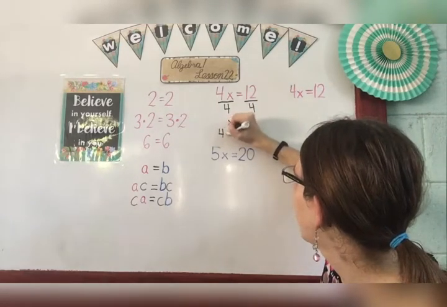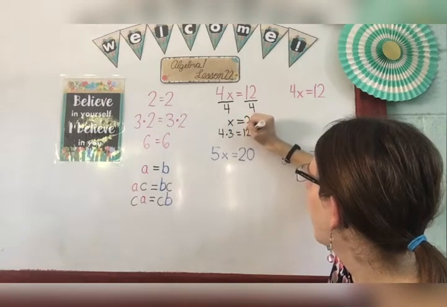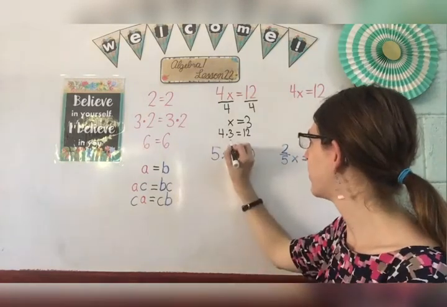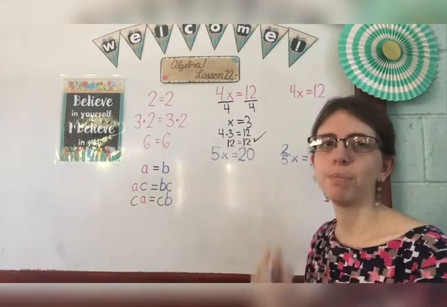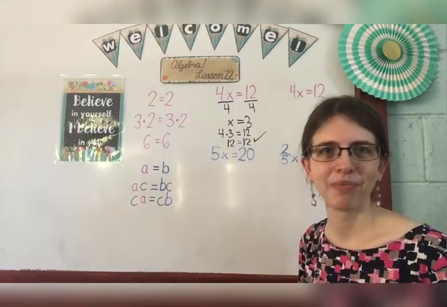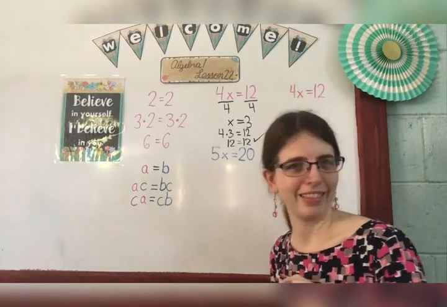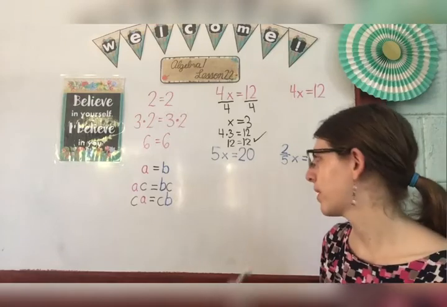So I have 4 times 3 equals 12. I'm checking it now by putting 3 in the place of x. 4 times 3 is 12. 12 equals 12. Boom. My problem is correct. So now you're thinking, Miss Ashley, what's the second way to solve this? Okay, glad you asked. So the second way to solve this is that we need to remember something.